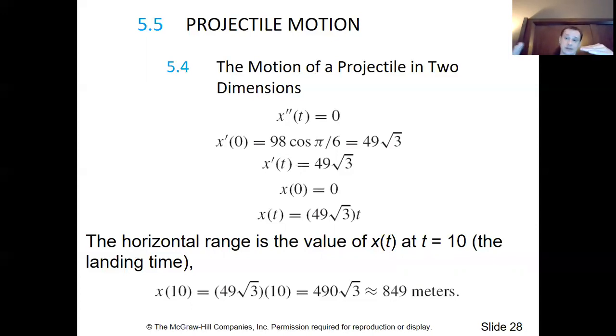Now, the cannon got shot off, and we know what time it hit the ground from all the y stuff, up and down. That time was 10. So all we have to do now is plug in t as 10 into our equation, and we get what x is as a function of t. Since x starts at 0 and ended over here at apparently 490 square root of 3, how far did it go? 490 square root of 3, which is about 849. And remember, everything was in meters in this problem, so 849 meters would be my answer.